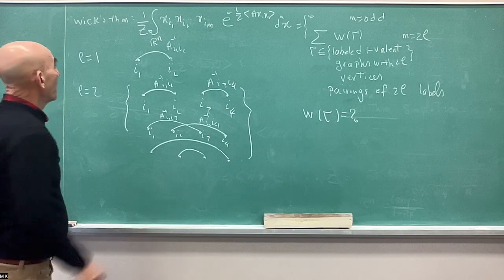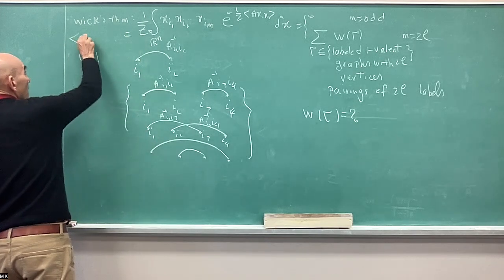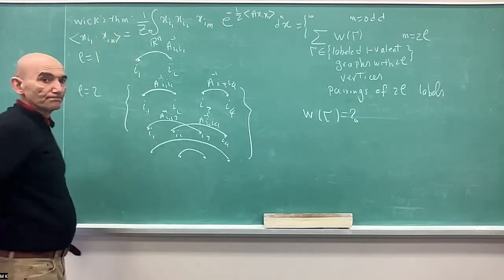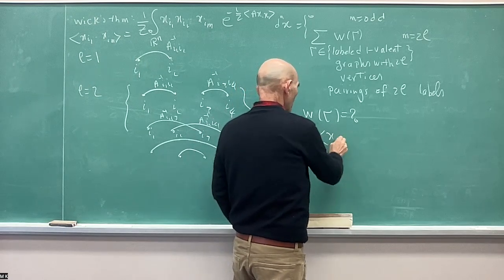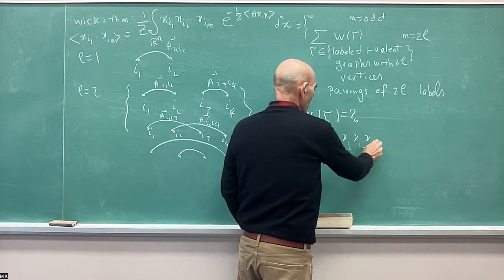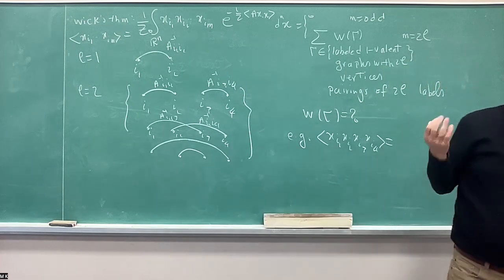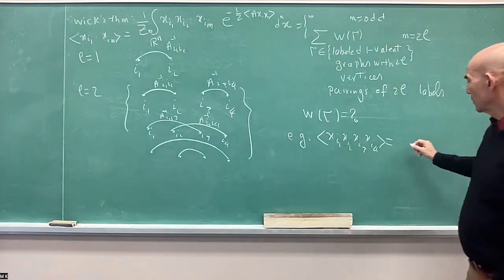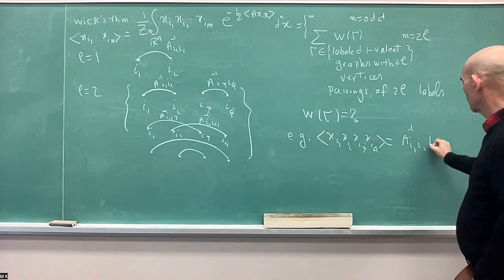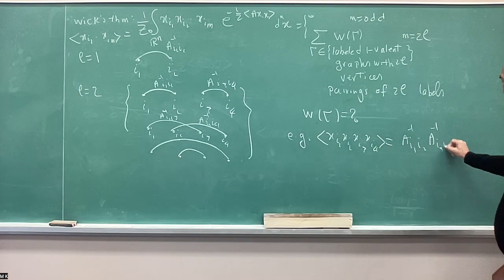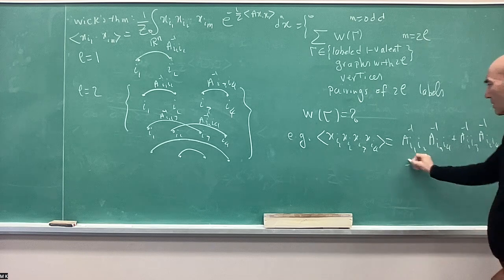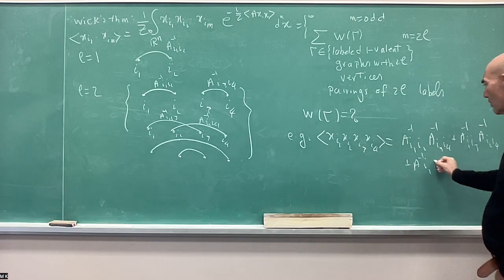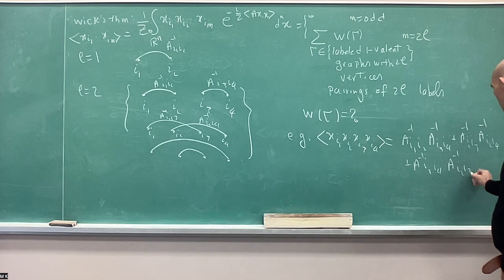We called this xi. So for example, something like xi1, xi2, xi3, xi4 is going to be equal to a sum of 3 terms. It's going to be A inverse I1, I2, A inverse I3, I4, plus A inverse I1, I3, A inverse I2, I4, plus A inverse I1, I4, times A inverse I2, I3.